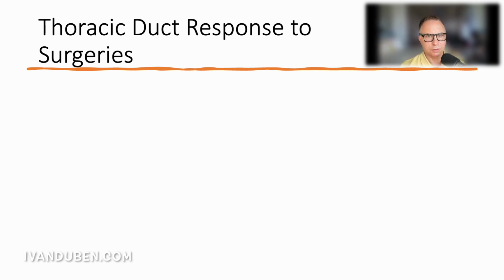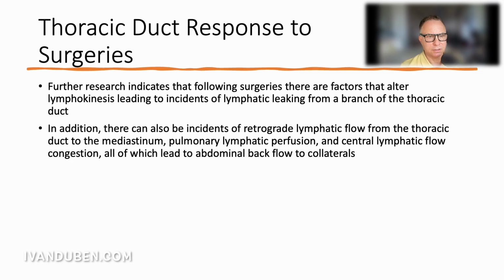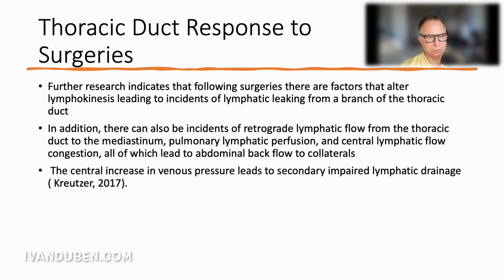Thoracic duct response to surgeries. Further research indicates that following surgeries, there are factors that alter lymphokinesis, leading to incidence of lymphatic leaking from a branch of the thoracic duct. In addition, there can also be incidence of retrograde lymphatic flow from the thoracic duct to the mediastinum, pulmonary lymphatic perfusion, and central lymphatic flow congestion, all of which lead to abnormal back flow to the collaterals. The central increase in venous pressure leads to secondary impaired lymphatic drainage.